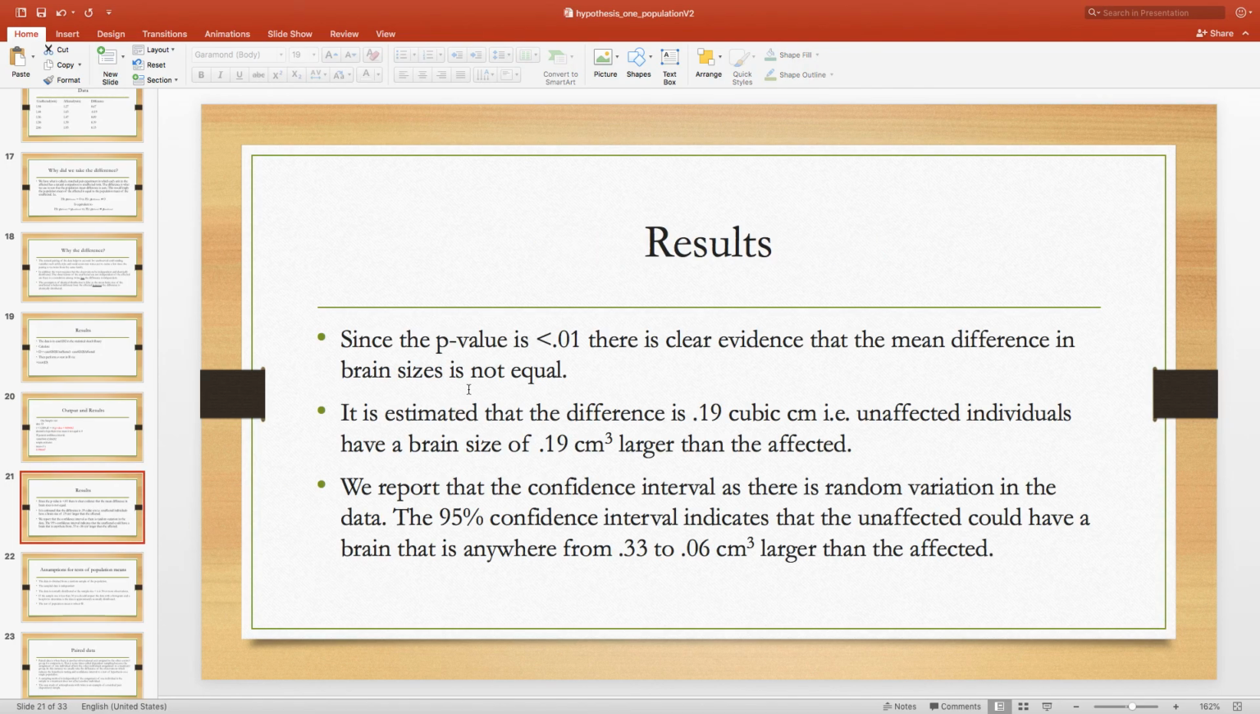Okay, and so I've summarized this. What we just talked about here, that p-value is less than 1%, so there's pretty compelling evidence. The estimated difference is 0.19 cubic centimeters. And the 95% confidence interval tells me it could be as large as 0.33 or as small as 0.06 cubic centimeters.